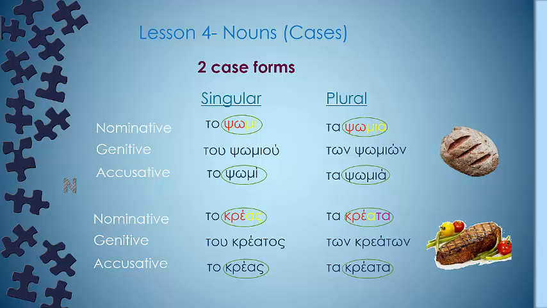So what you have to remember is that only in male nouns, genitive and accusative are identical. In any other case, in male plural or female singular and plural or neuter singular and plural, nominative and accusative are identical.